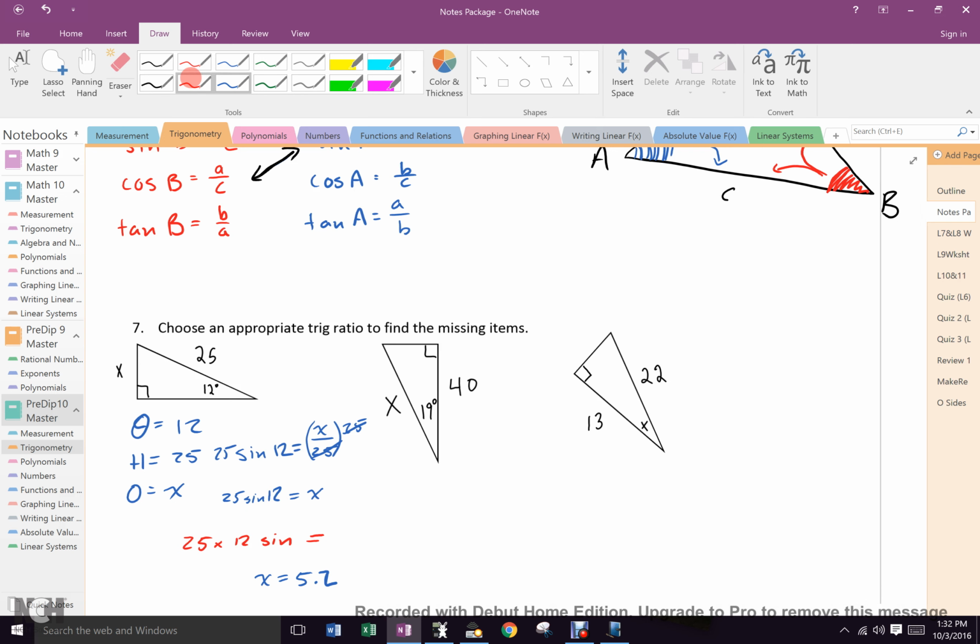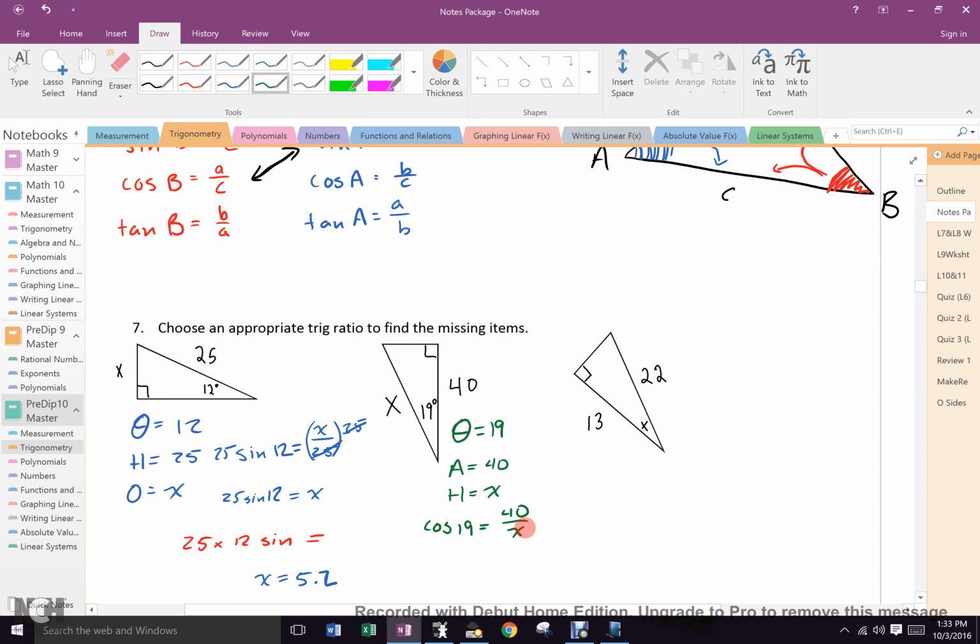So, this next one, I'm going to change colors. Do I have a theta? Yes. What is it? 19. Of course, I know the other one, but again, I don't want to do work that I don't need to do. 40 is adjacent, and h is my unknown. What uses a and h? Cosine. So cosine of 19 equals 40 over x.